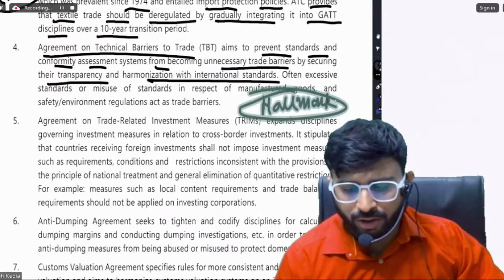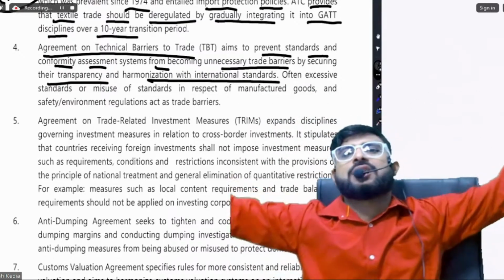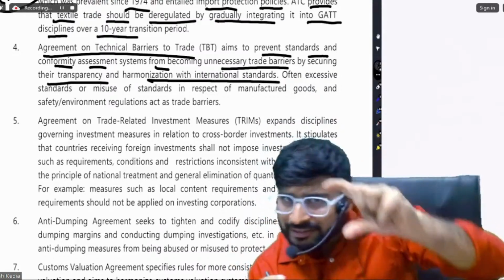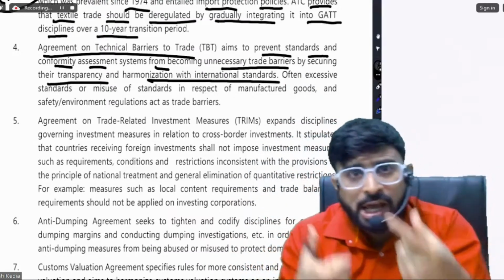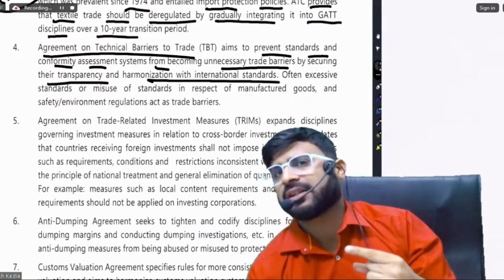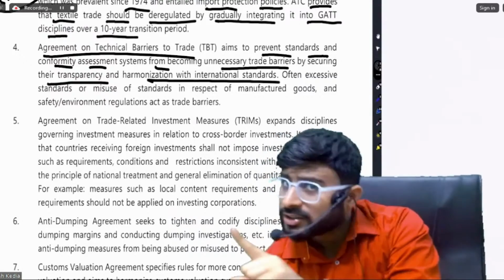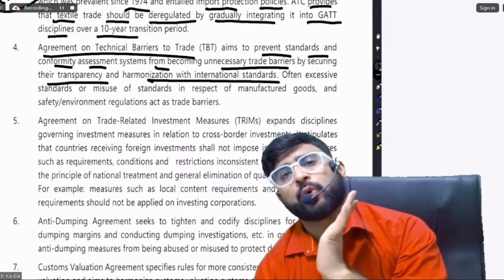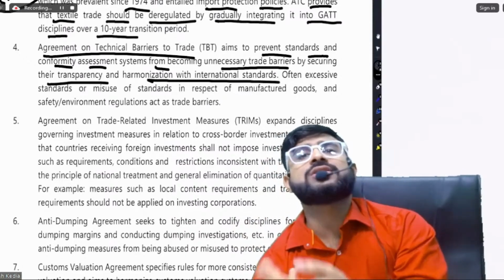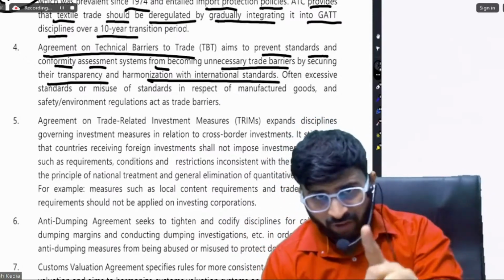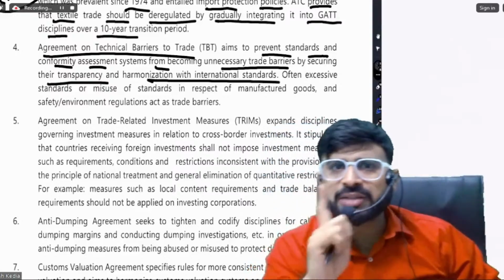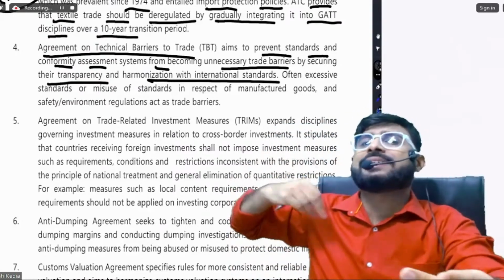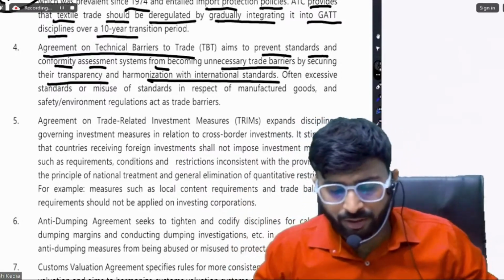So what is done to prevent this, sir? International standards are established. So if a product is complying with the international standards, then the member countries cannot restrict their import or export to other countries on the grounds that standards are not being met. If international standards are being met, they must be allowed to be imported and exported. You cannot say that, okay, it is not meeting the standards of our country.